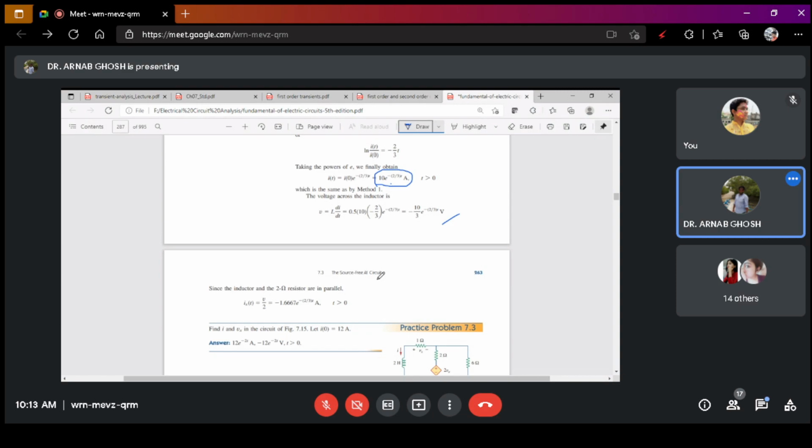Okay, so this is about the source free RL circuit and its application. Next we move on to what we discussed in the lab class last day. We will be very quick on this, a recap of that. That is the forced response of an RC circuit.